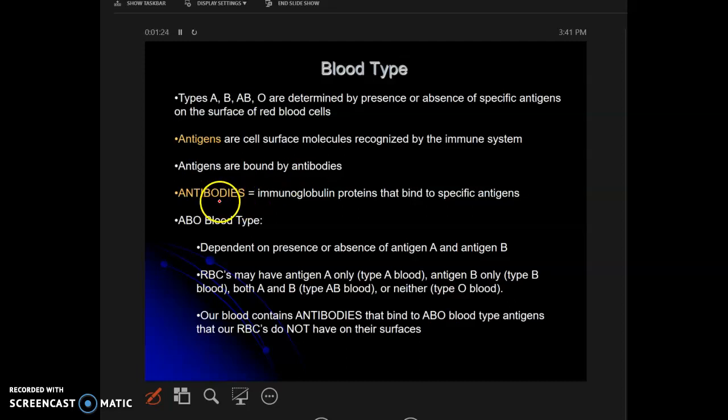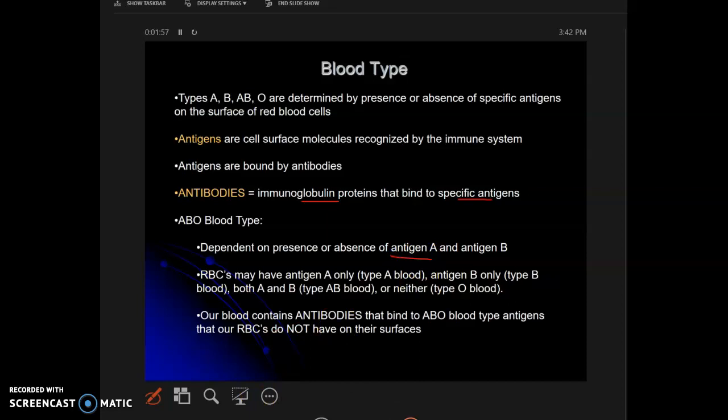So in general, what are antibodies? These are immunoglobulins. Remember, we talked about the blood plasma containing a protein called globulin. So antibodies are the immunoglobulin proteins that bind to a specific antigen, not any. Just like your car key cannot open my car door, a specific antibody will bind to a specific antigen. So ABO blood type is dependent upon the antigen.